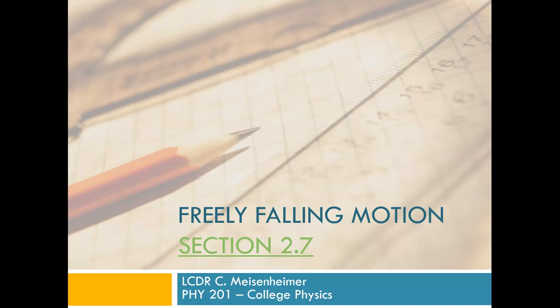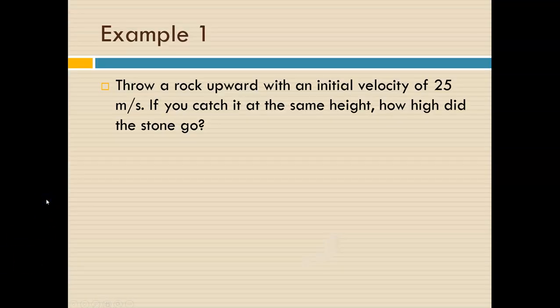So what we're going to do today then is look into free fall, freely falling bodies. The problem I gave you, which turned out to be an answer of 32 meters, was if you throw a rock upward with an initial velocity of 25 meters per second, if you catch it at the same height, how high did it go? Does it matter where you catch it? Not really. All we care about is how high did it go.